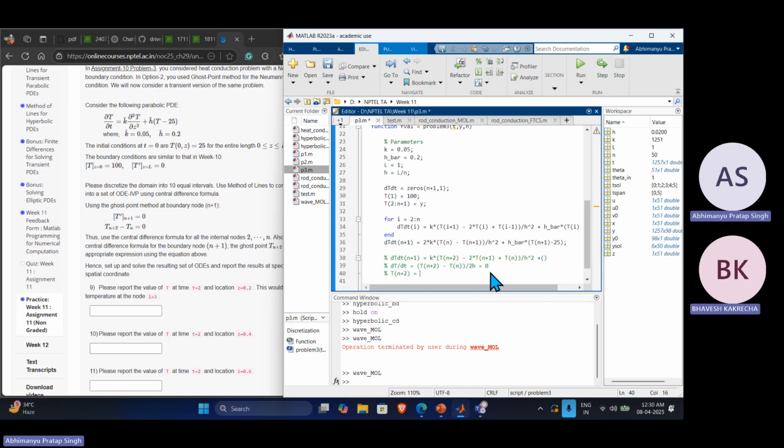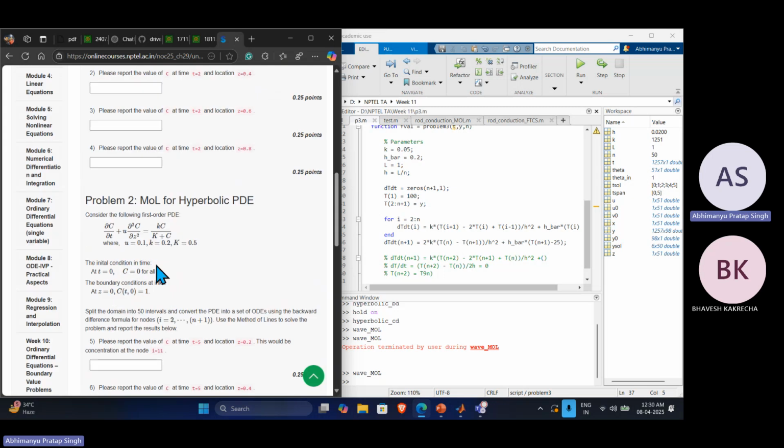So basically in this equation, we just need to replace T_{n+2} with T_n. So that becomes 2T_n minus 2T_{n+1}. So we get 2k times (T_n minus T_{n+1}) over h square, plus h bar T_{n+1} minus T_infinity. This is the final equation that we will get. Actually the answer is still not matching, but you get the idea.